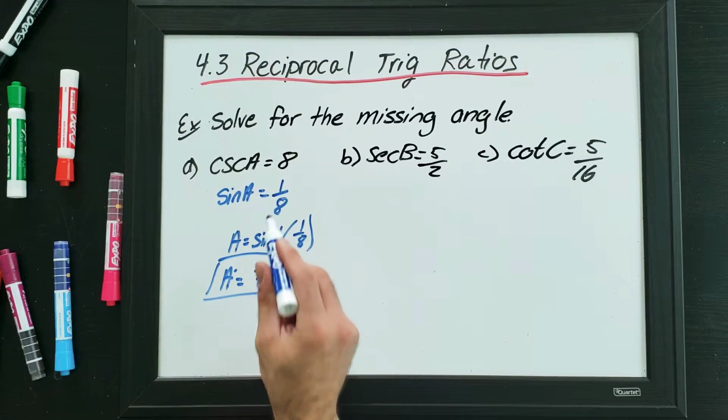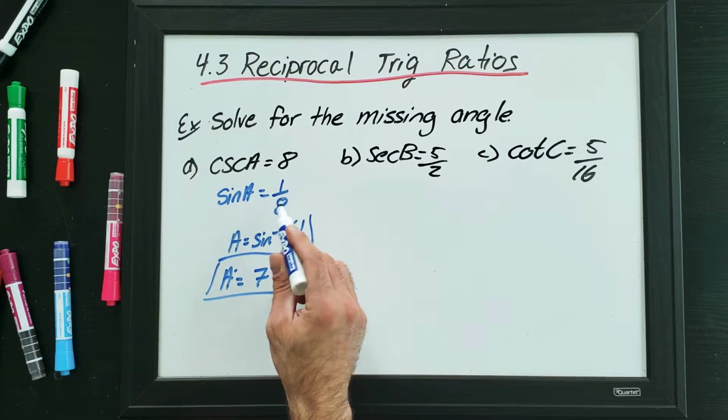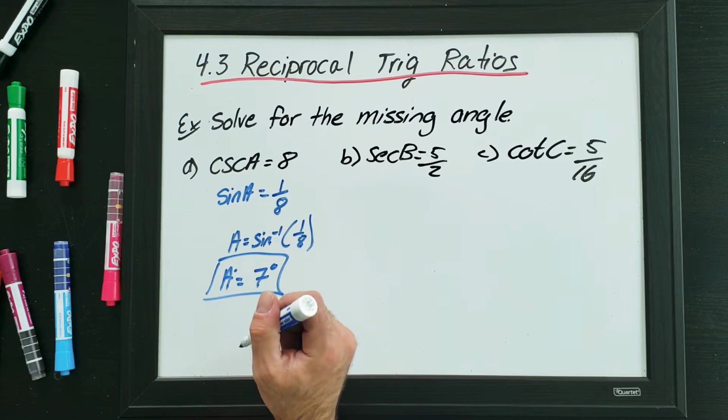Okay, so my calculator doesn't have cosecant in it, but it does have sine, so we change it to sine and we solve for that angle. Okay, I'm not using exact values. 1 over 8 is not a special angle or part of the special triangles, so I'm just plugging into my calculator sine negative 1 of 1 over 8.